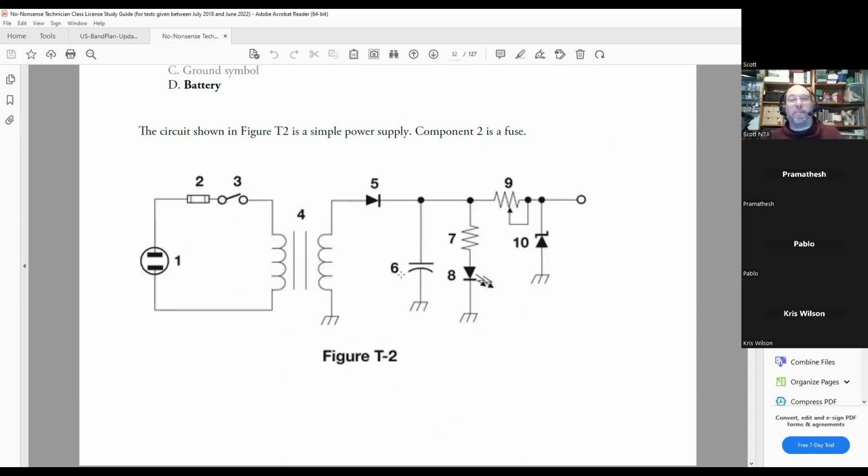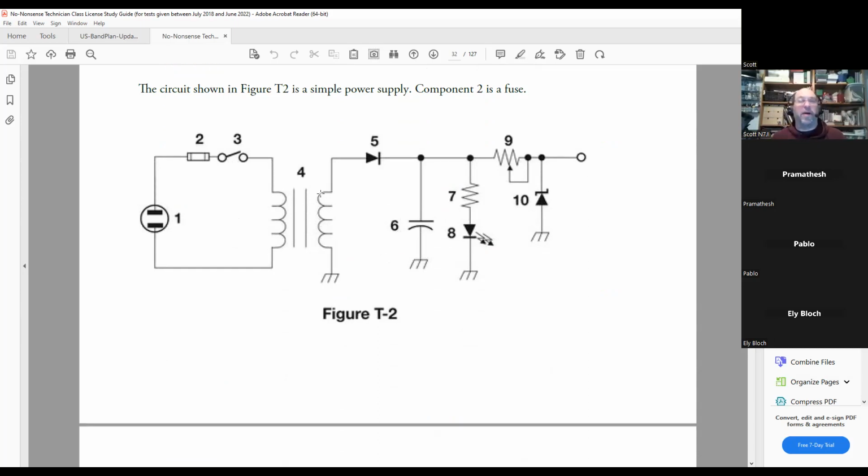Okay, and how about this one, which we kind of already built? Remember what this one was? This is the fuse. Simple power supply, right? And how about item number 4 on this drawing? That's the transformer. And what's the function of a transformer?